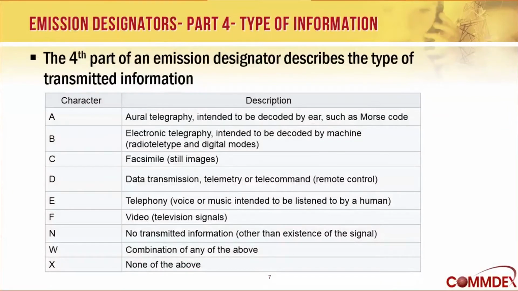And the fourth part of the emission designator tells us what type of information is being carried. So is it data? Is it fax? Is it voice? Is it video? And in each case they've left themselves an out by having an X for none of the above, so that they don't have to add a letter for each new type of information that gets transmitted. So in most of the signals we're going to be dealing with here, we're going to see probably a D or an E.